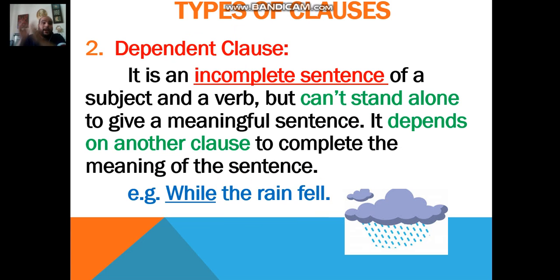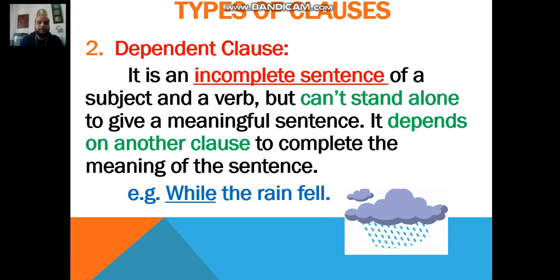It depends on another sentence to be understood. That's the meaning of dependent. It depends on another sentence to be understood. But when you take it by itself, you're not going to be able to understand it. The meaning is missing. It's meaningless. It's an incomplete sentence, but pay attention. It has a subject and a verb, but it's not meaningful. So, it can't stand alone. It cannot stand alone to give a meaningful sentence, to give meaning. It depends on another clause to be understood.